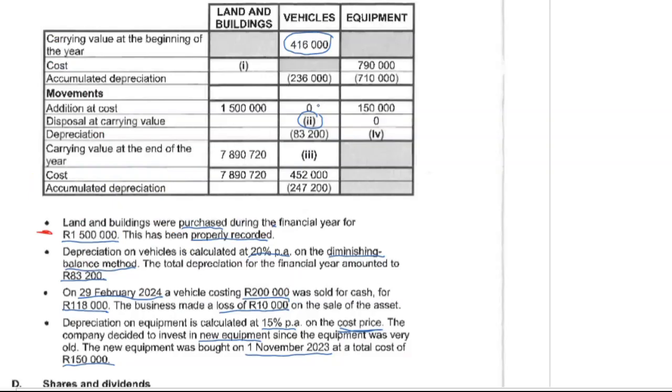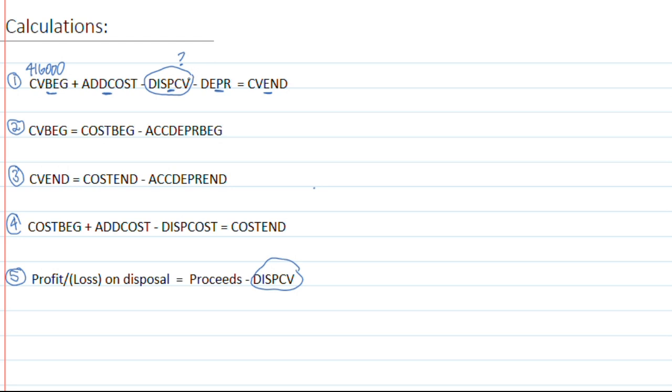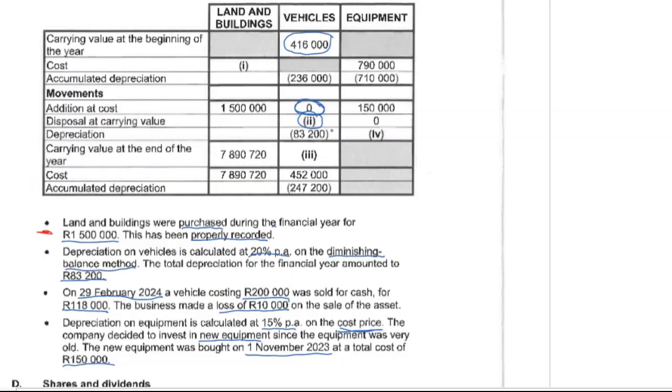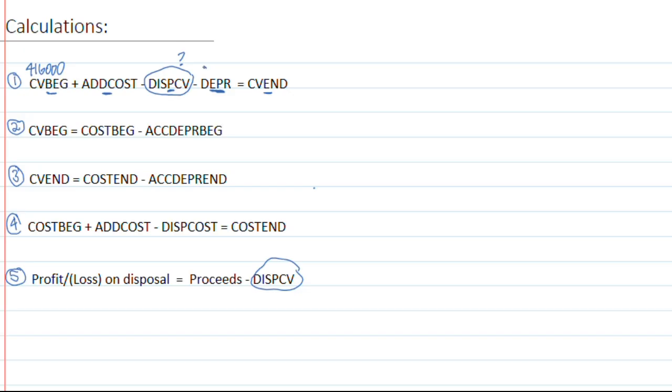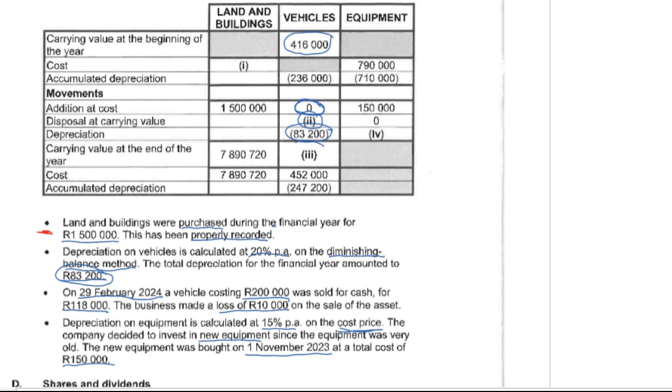Do we have a value for additions at cost? Yes, we do. In the fixed asset note, this is shown as 0, which means that there were no new vehicles purchased during the year. Do we have a value for depreciation? Yes, we are told both in the fixed asset note and in the additional information that depreciation on vehicles is 83,200 rands.